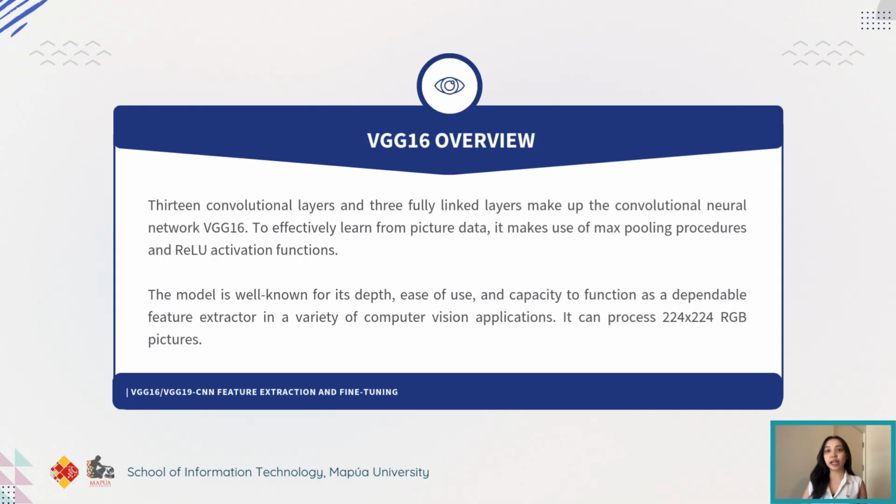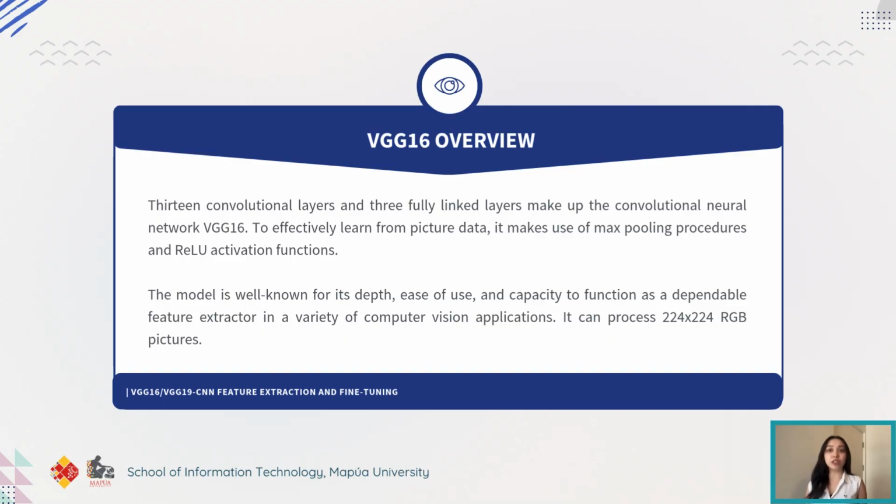VGG16 is a deep CNN architecture that consists of 13 convolutional layers followed by 3 fully connected layers. It employs rectified linear unit activation functions and max pooling to gradually reduce spatial dimensions while preserving important features. The input to the network is a 224 by 224 RGB image which passes through the convolution and pooling layers to extract hierarchical representations. The final fully connected layers handle the classification.